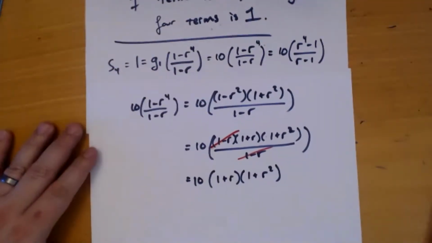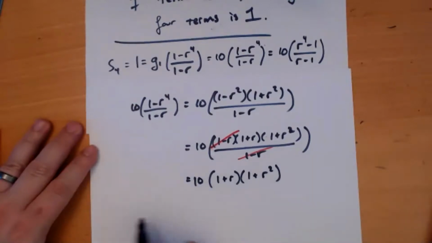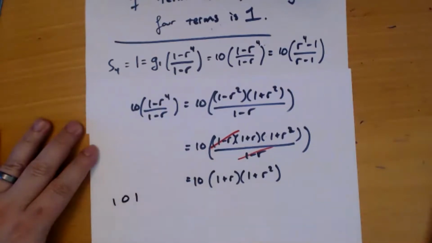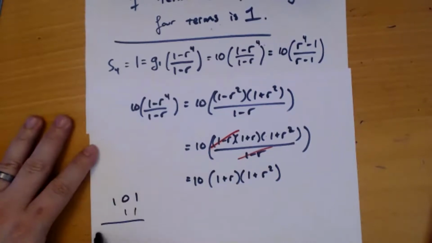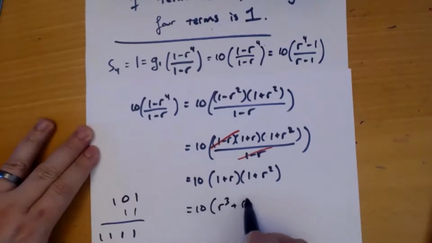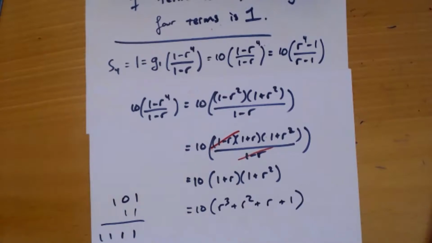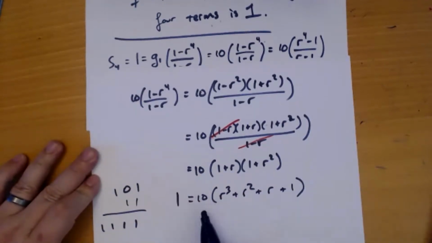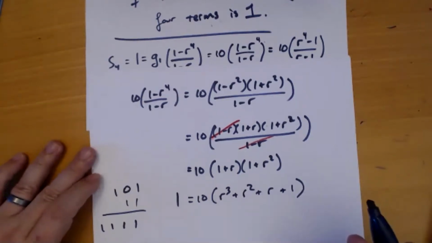And to multiply those out quickly, remember how I showed you how to multiply polynomials quickly? This polynomial is 1, 0, 1, and this polynomial is 1, 1, and 101 times 11 is 1, 1, 1, 1. So this is 10 r cubed, r squared, r plus 1. And then you can either distribute it out and then subtract the 1, or graph both of these and find their point of intersection.